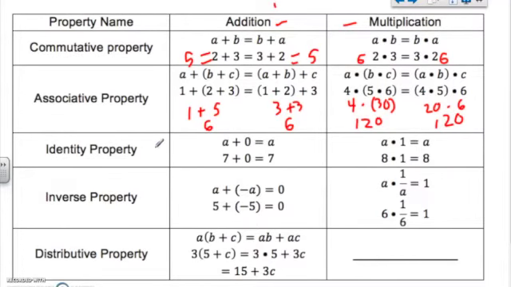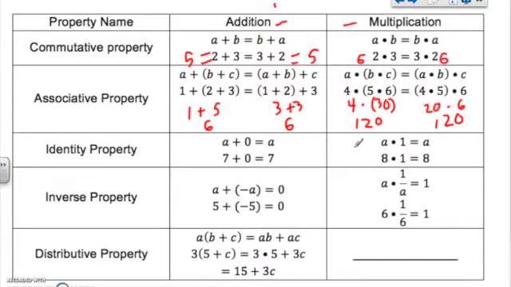Next property we're going to talk about is identity property. And basically this is when we're going to add or multiply something to get what we started with. So for addition, anytime we add 0 to something, we're going to get what we started with. That makes sense if you think about it in terms of apples. If you have 10 apples and you don't buy any more, you still have 10 apples. Alright, so A plus 0 is going to give us A, and 7 plus 0 is going to give us 7. No matter what number we take, we're going to get what number we started with.